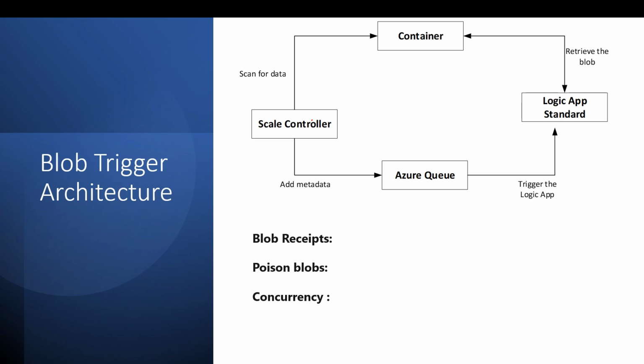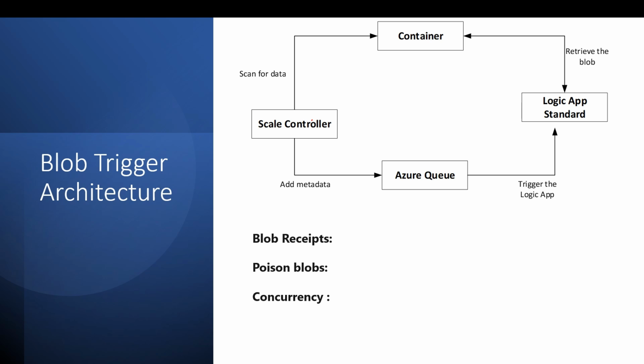Once scale controller finds the data, it adds metadata to an Azure queue, which is created specifically for the trigger purpose. And once there is data in the Azure queue, it will trigger the Logic App. So the Logic App will go to the container and retrieve the blob. So this is how the trigger works.